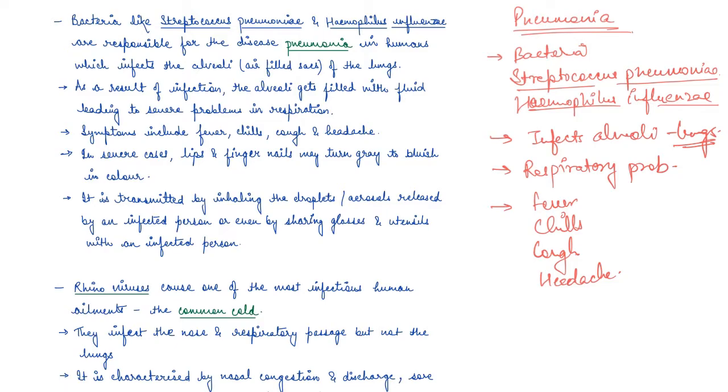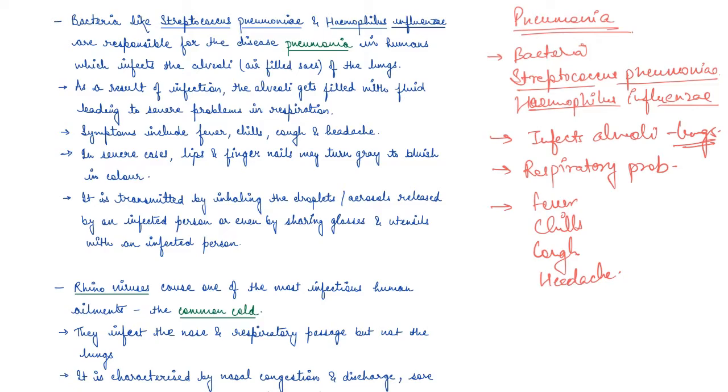Now, what happens is that a healthy person acquires this infection by inhaling the droplets or aerosols which are released by an infected person. So, say you have Streptococcus pneumoniae or Haemophilus influenzae in your body. So, you are an infected person and you release these infections in air, and I'm there with you and I get these droplets that you basically have released, and I'm now infected with that, right? Now, this can be done by sharing glasses, utensils with an infected person as well, right?